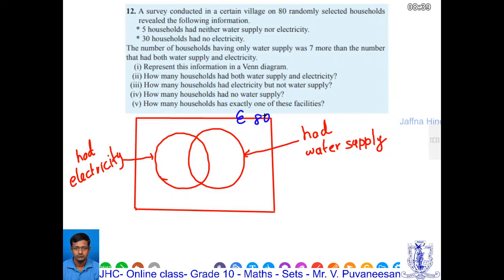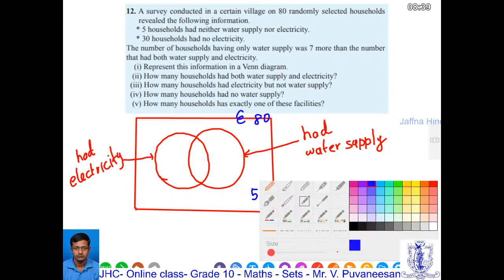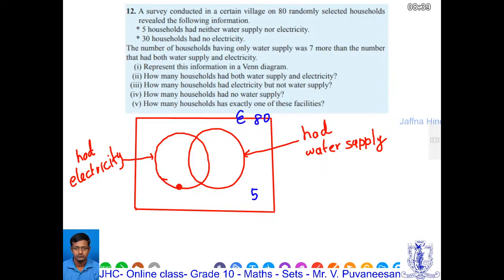Five households had neither water supply nor electricity. Out of these 2 circles there are 5 households. 30 households had no electricity, which means outside the electricity region there are 30. So this region plus this region is 30, so this becomes 25. Out of the electricity region there are 30. We fill the 2 regions.